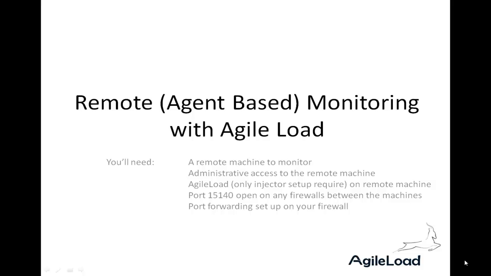Now between you and the target machine there will probably be some firewalls, which is why you're probably needing to do this in the first place. So you need to open up port 15140 on any of the firewalls between any of the machines. So the firewall protecting your desktop, and the firewall protecting the target data center. If you've got any network address translation, then you need to set up port forwarding as well on your firewall.